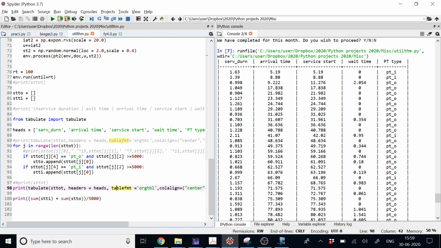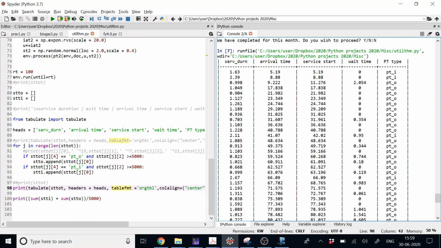So the first patient arrives at 5.19. Let's call it minutes. This is the first patient, so service starts immediately. Wait time is 0, and the first patient who arrives is actually a patient type I. The service duration for this patient is 1.63. All right. Now, what does this mean?